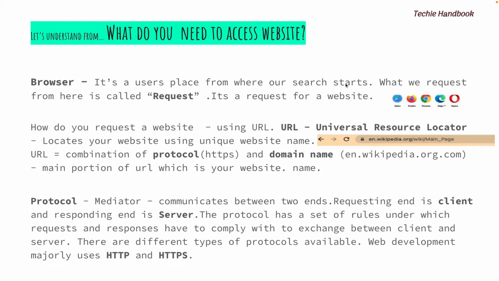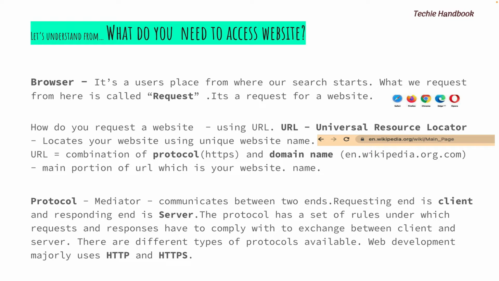Let's start this explanation from the user's perspective. If anybody wants to access a website, what are the most important things we need? The first thing we need is a web browser and a URL. Without both of these, we will not be able to get into the website. The web browser is the place from where our search starts. If you want to visit any website, this is the place the user will go and put in their URL and request a website. We have a lot of web browsers available in the market: Safari, Chrome, Firefox, Edge, Opera. For every different type of operating system, we have different browsers available.